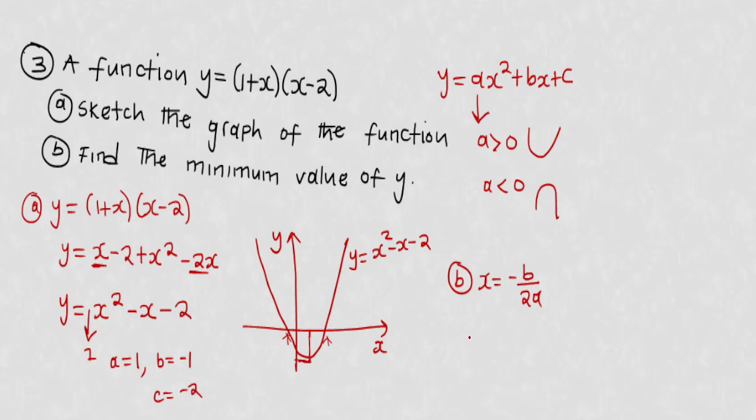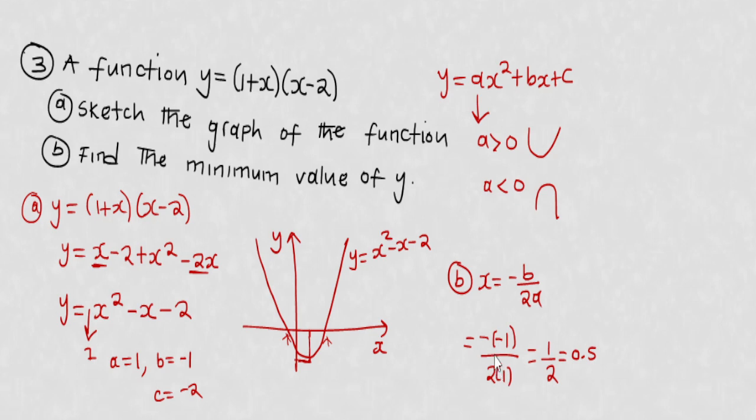So b is negative 1, so it's going to be negative, then again negative 1, over 2a, where the value of a is positive 1. So that will be 1 over 2. What is 1 over 2? 1 over 2 is the same as 0.5. So you can even put 0.5 here. So x we found is 0.5, but we're not looking for x. Remember the question is asking for the minimum value of y. So how can we now find the minimum value of y?